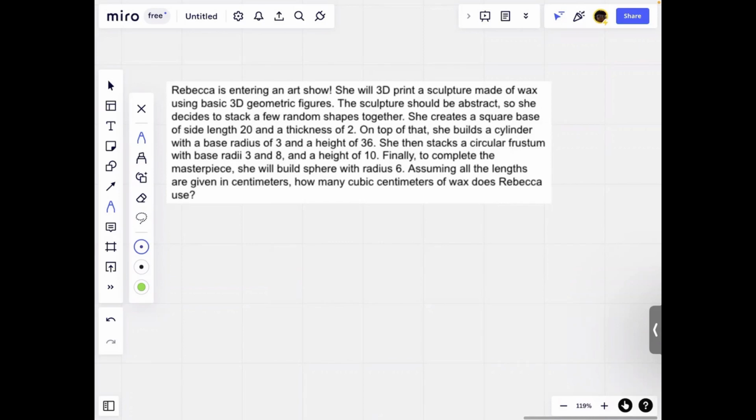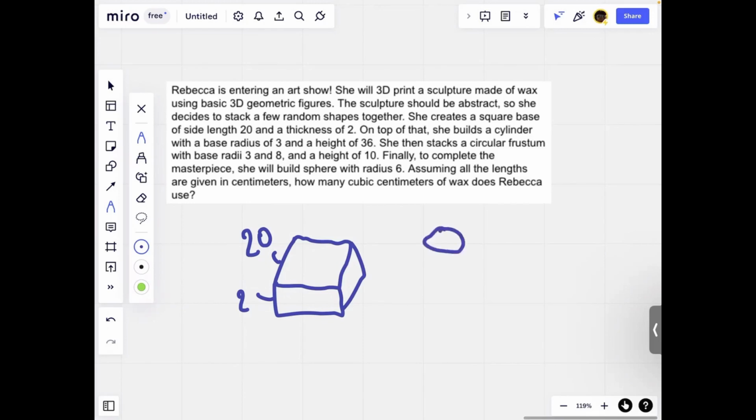She creates a square base of side length 20 and thickness 2. You can't read that, so I'm going to draw bigger. Okay, a square base of side length 20 and a thickness of 2. On top of that, she built a cylinder of base radius 3 and a height of 36.